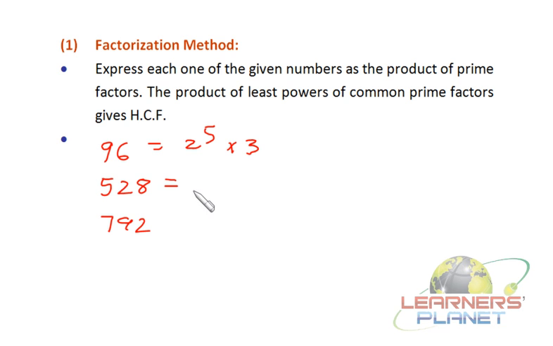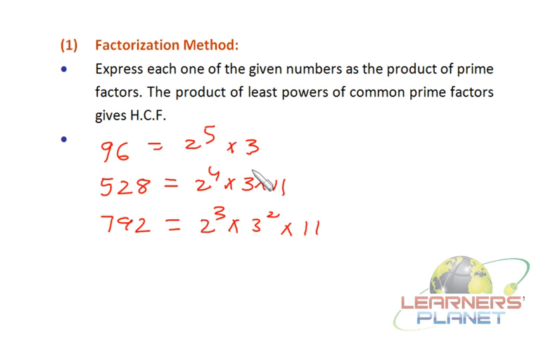528 can be written as 2 raised to 4 into 3 into 11, and 792 can be written as 2 cube, that is 8, into 3 square, that is 9. 8 nines are 72, into 11, that is 792. So we have expressed 96, 528 and 792 in terms of prime factors.